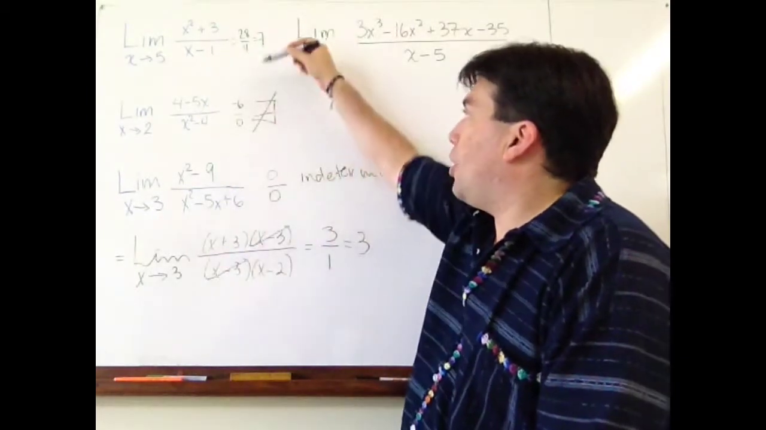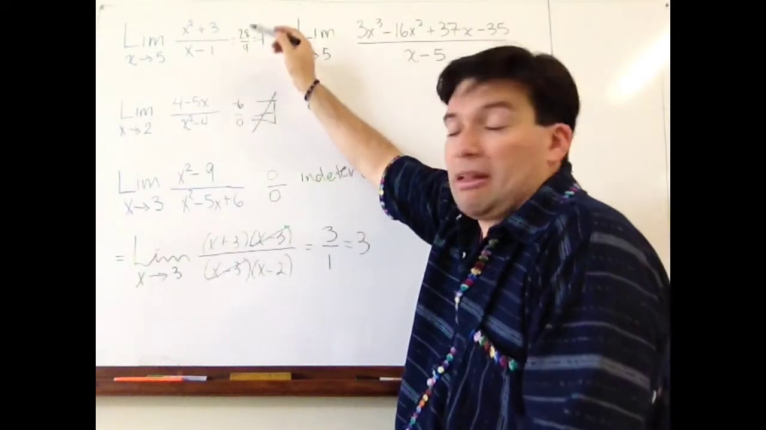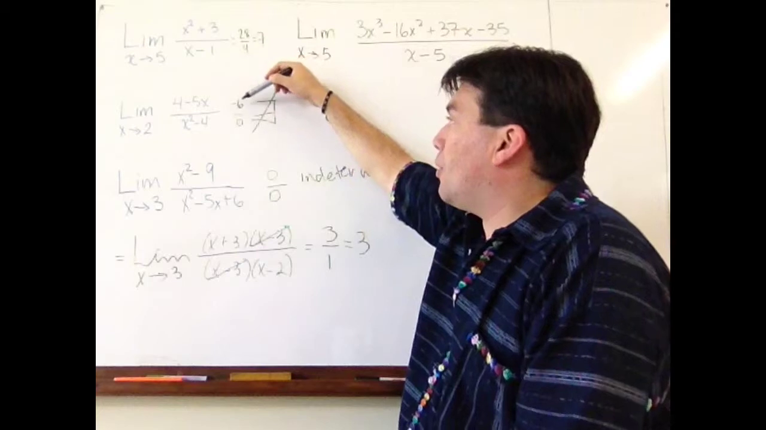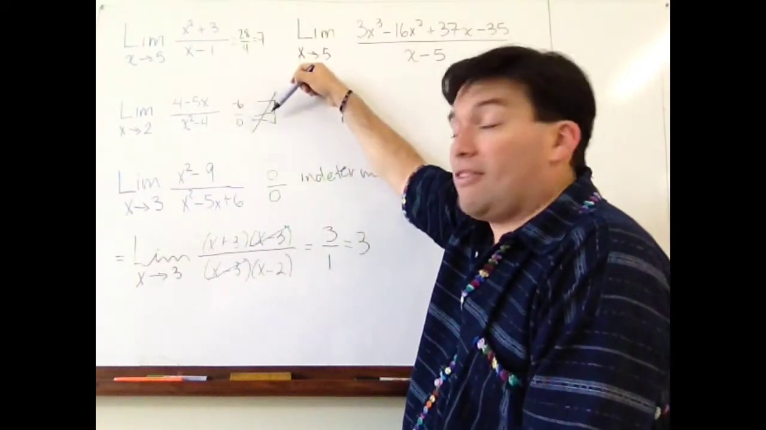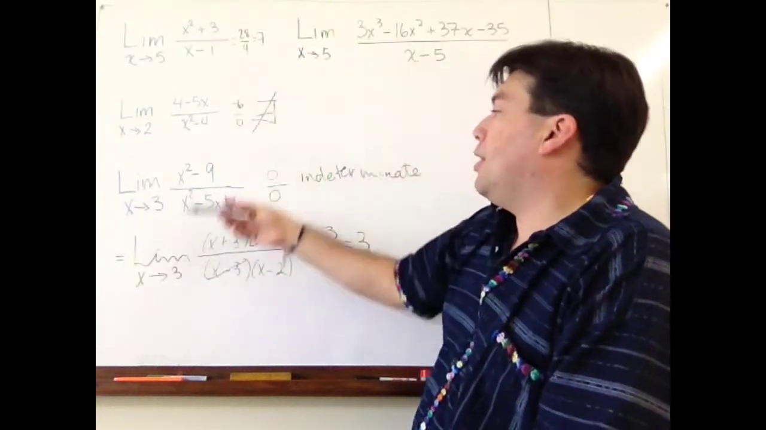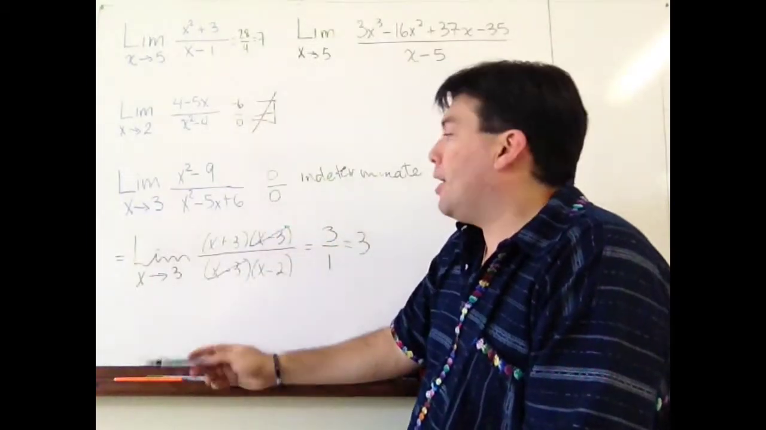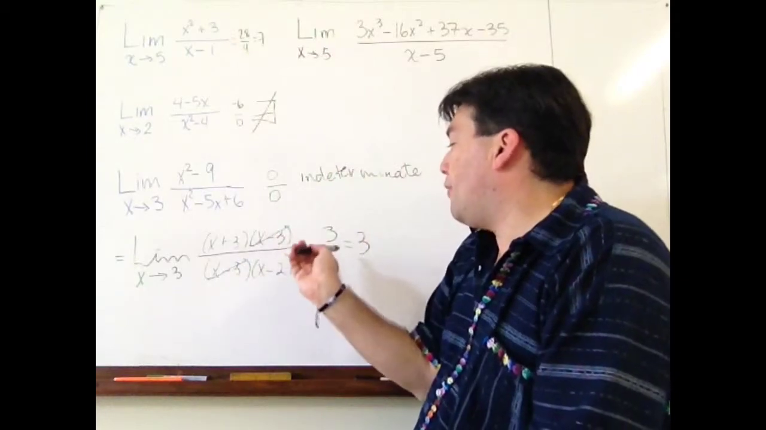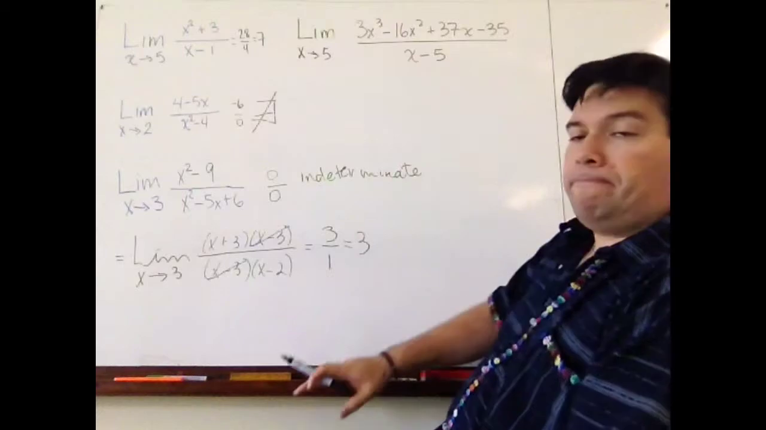So we have the case in which you have a number over a number that's different than 0, so that's the value. When you have a number different than 0 over 0, there is no limit, or at least no finite limit. And then you have 0 over 0, which means you have to work it some more. You work it some more, and you could get either of these. I want to do this one.